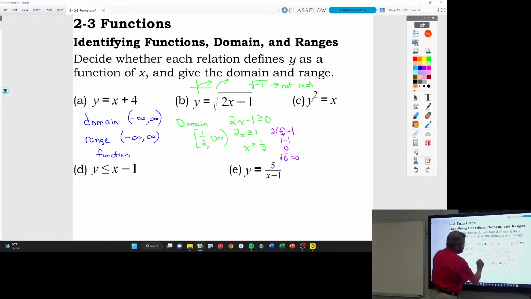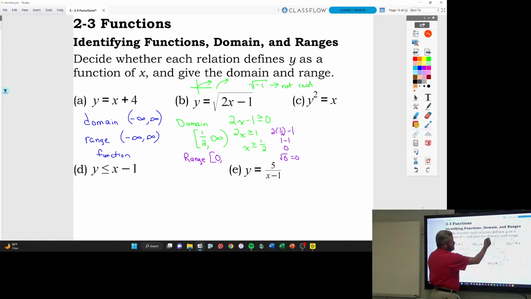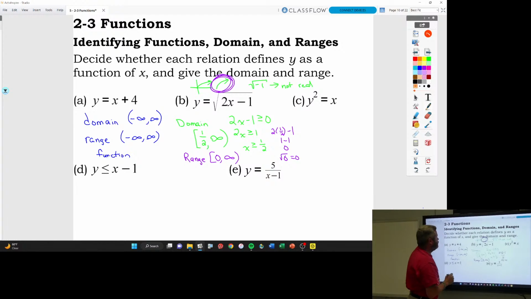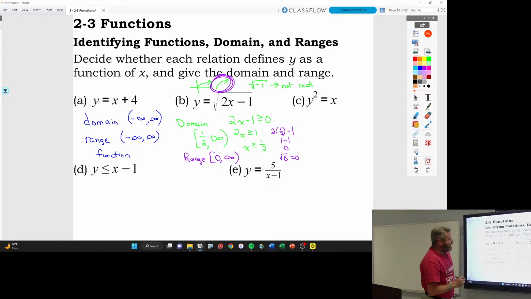So the range includes 0 because it can equal 0. It goes from 0 to, and just as I showed you up above, it's going to be going up and to the right forever like that. So it's going to be going up forever, so infinity. And so there is your range. And that is a function.